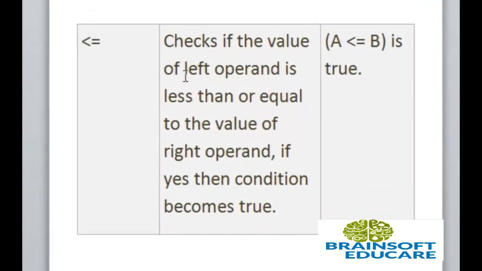Same way, less than or equal to. It checks if the value of the left operand is less than or equal to the value of the right operand. Then the condition becomes true. All these comparison operators will be used in control statements.